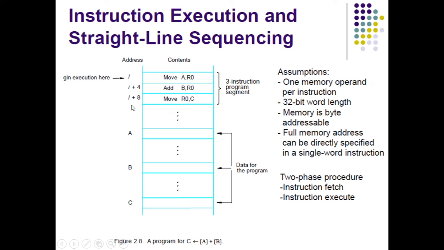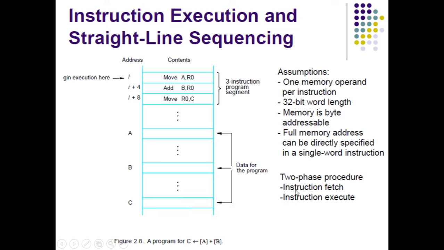So it starts the execution of this particular instruction because the PC is now pointing to this location. Okay, so this is the case of executing instructions in sequential order. Here, for executing a particular instruction we need two phases. The first phase is instruction fetching and the second phase is instruction execution.